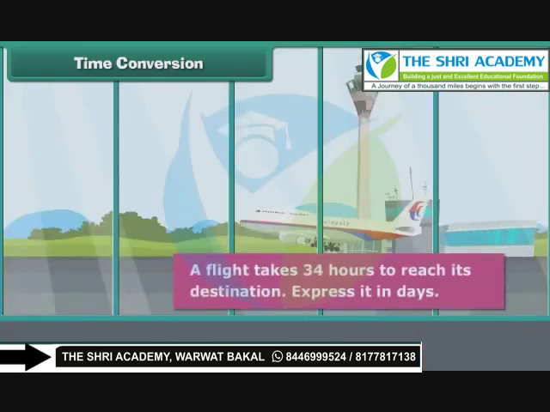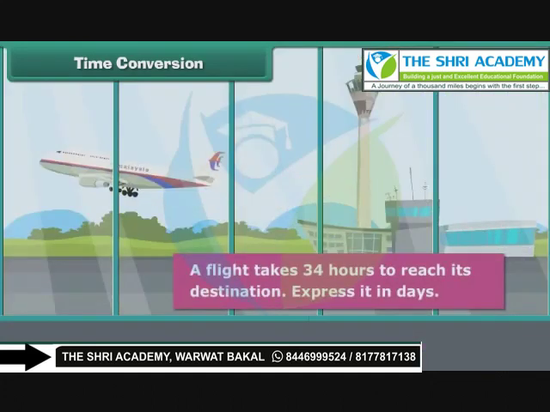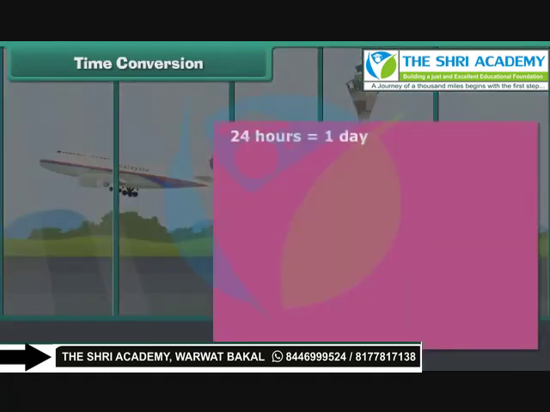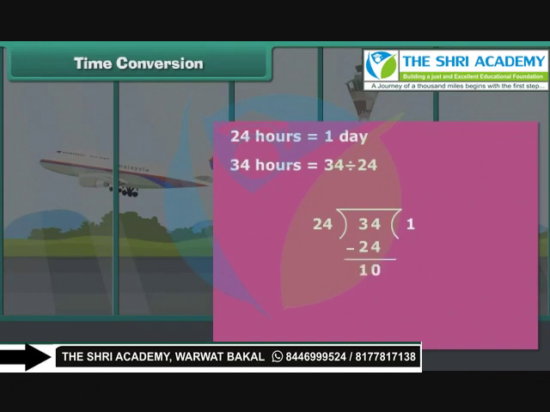A flight takes 34 hours to reach its destination. Let's express it in days. 24 hours is equal to 1 day. 34 hours is equal to 34 divided by 24 days. To divide 34 by 24, write the two numbers as shown. 34 is big enough to hold 24 just once. Therefore, write 1 on the right and 24 beneath 34. Subtract and write the difference 10 below.